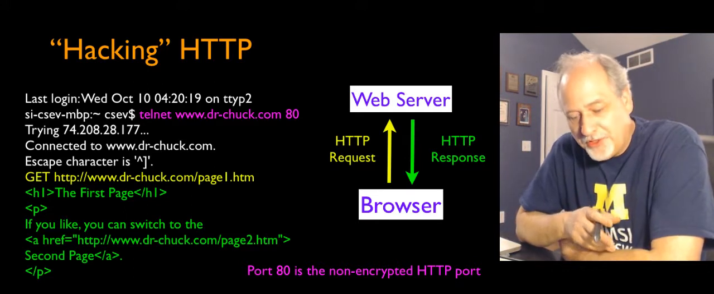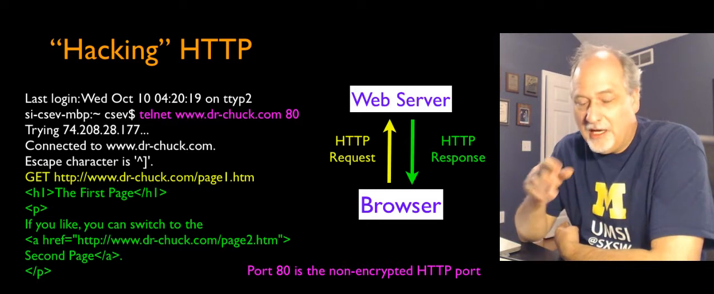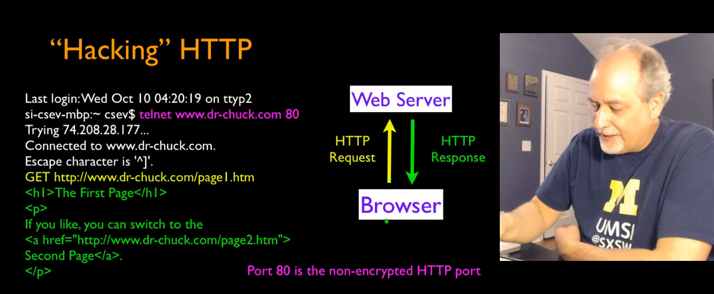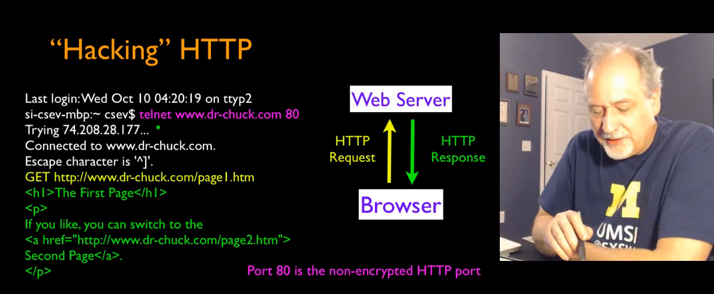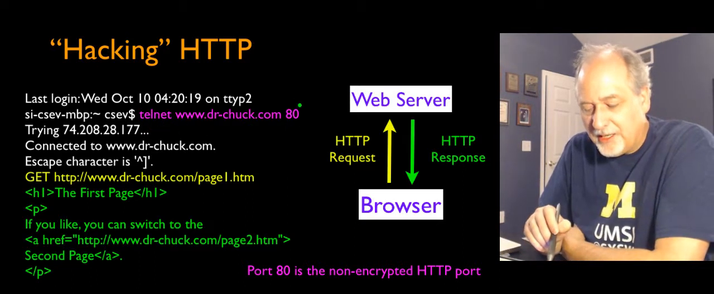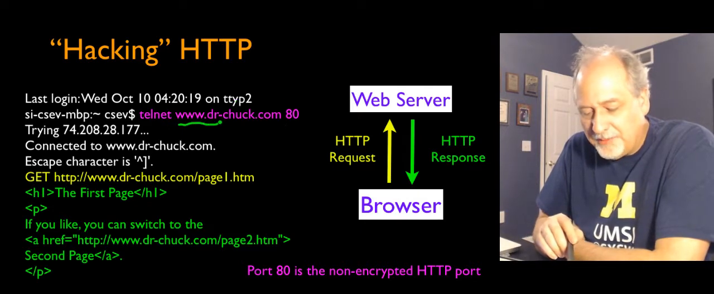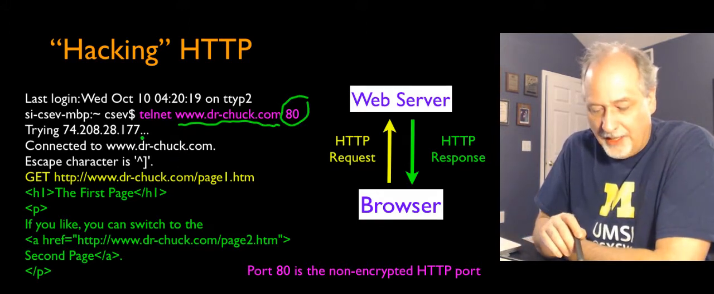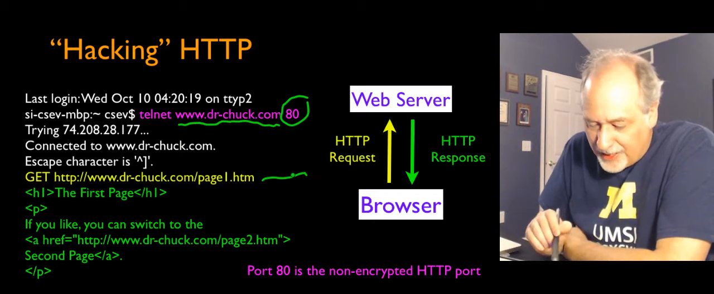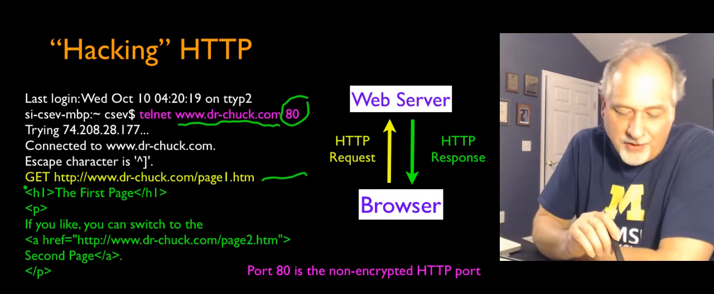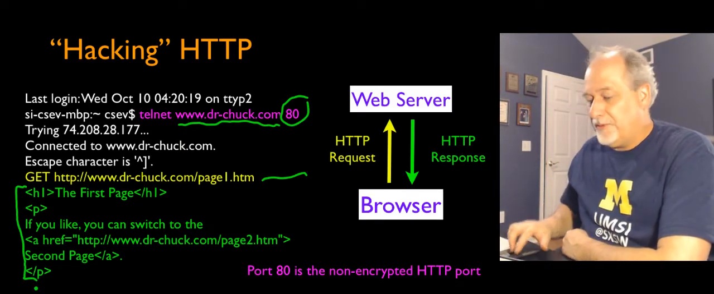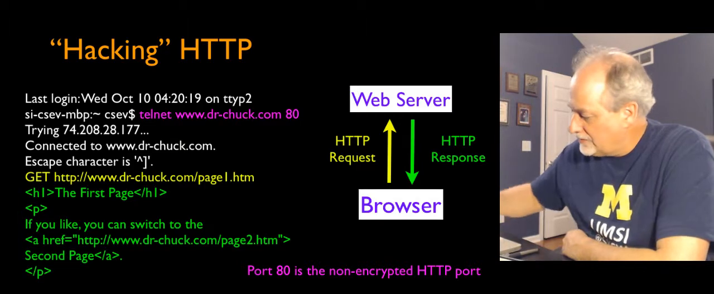So if you're on Windows, you have to install Telnet, T-E-L-N-E-T. What I'm going to show you in a second is hacking, and I'm going to Telnet to www.drchuck.com port 80. What I'm saying is connect me to this server on the internet and connect me to port 80 because I want to do HTTP connections. And then I will send one command, and then the web server will give me back the page. Okay? It's probably easier for me to just do it. So let's take a look.